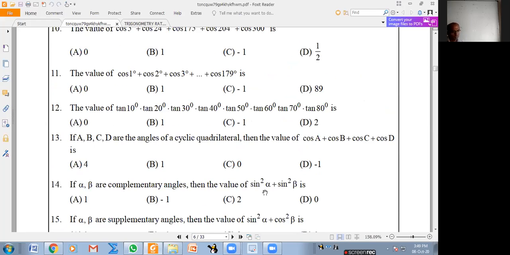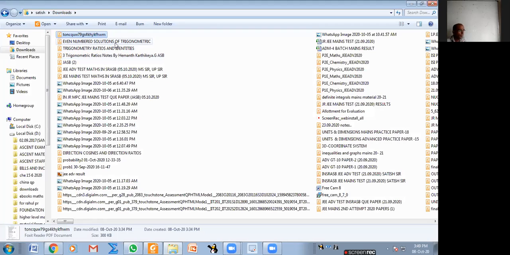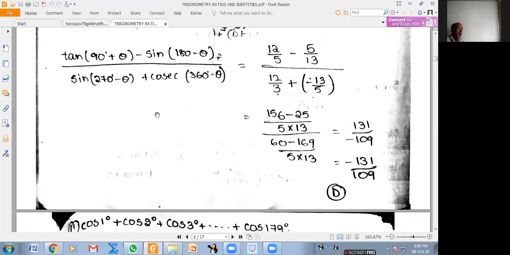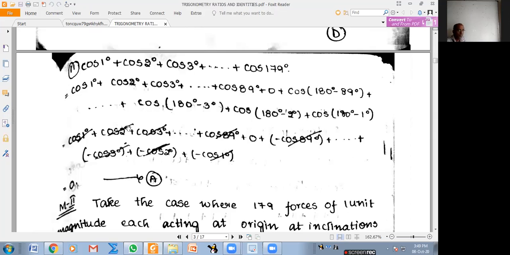Okay, 11. This question may look big, but actually very, very easy. Total we have 1 degree, 2 degree, up to 179 degrees. Maybe this I'll better show in the solution. If somebody has written properly. 11. Yeah. So see what I've done in the 11 here. Question is cos 1 degree plus cos 2 degree plus cos 3 degree, so on up to cos 179.